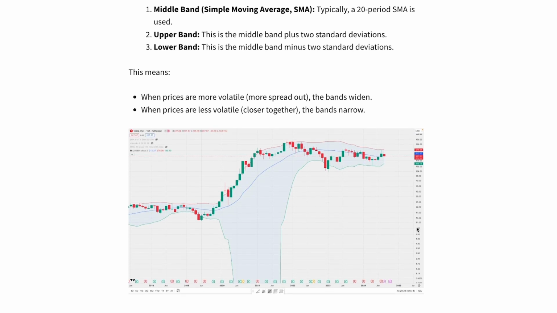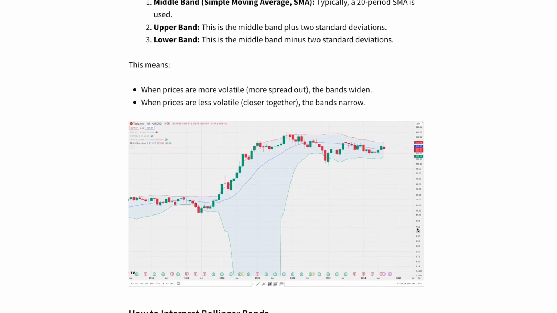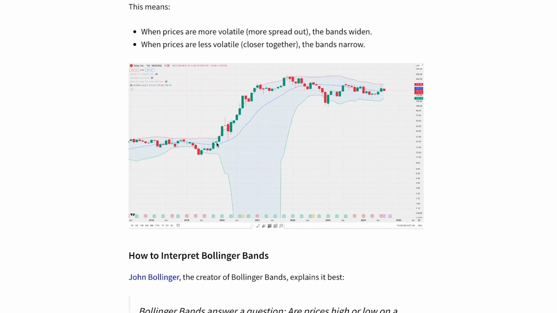And here's a picture of a monthly chart. And you can see here as prices rise up, and remember, these are monthly period candles, so this price change is quite dramatic. And you can see here the bands are expanding down.